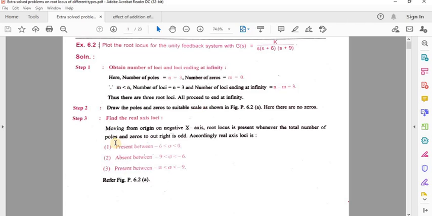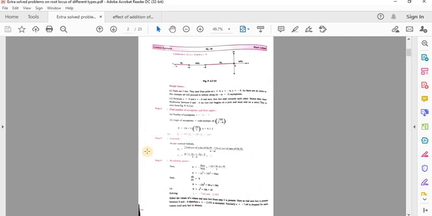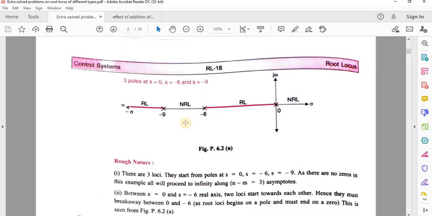So next step, we have to find the real axis loci. From the figure, I'll zoom it. We can see that there are three poles. One pole is at 0, one is at -6 and one is at -9. The loci will continue to infinity because there is no zero. Now we have to see where the root locus will be present, the real axis loci.